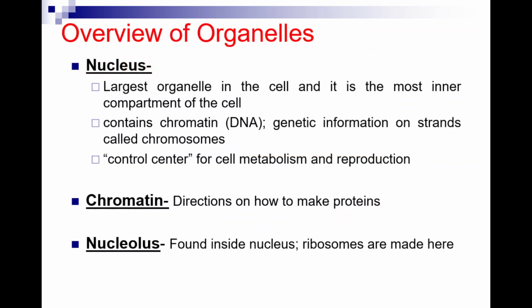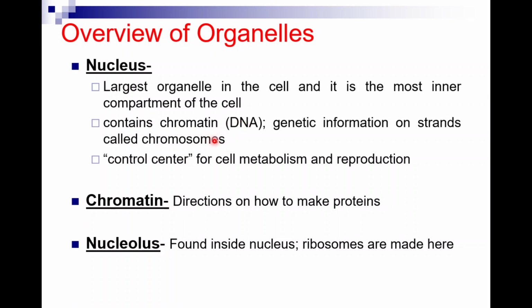So what are the organelles present in prokaryotic or eukaryotic cells? An overview of organelles. The first important organelle of the cell is the nucleus. The nucleus is the largest organelle in the cell, and it is the innermost compartment of the cell, which contains chromatin, meaning genetic material, DNA, genetic information on strands called chromosomes.